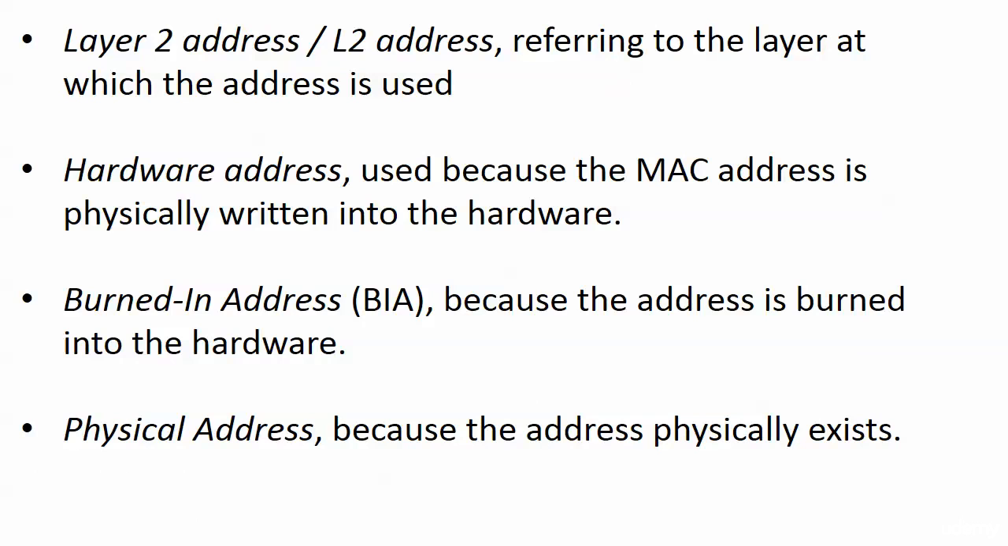You'll see it called a layer 2 address or an L2 address, referring of course to the layer at which the address is used. Hardware address, used because the MAC address is physically written into the hardware. And it's really written, it's burned in, which is where we come up with burned in address, or BIA. And then finally, physical address, because the address physically exists on a card. Now with the router, we're going to assign IP addresses, and none of those pre-exist on the router, but a switch, and of course plenty of other devices, already have a layer 2 address built into their network card.